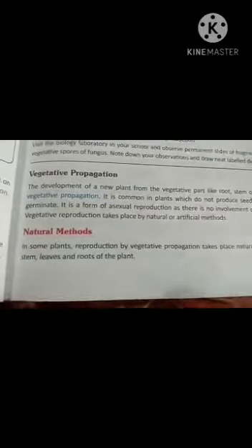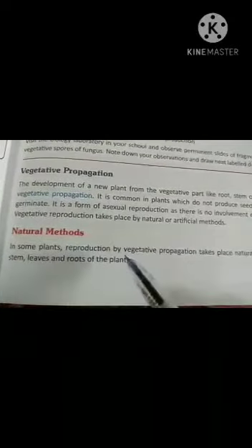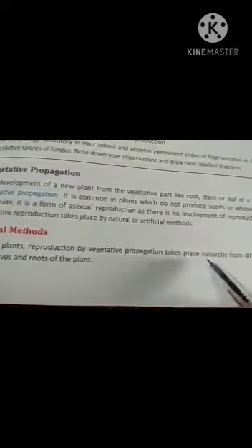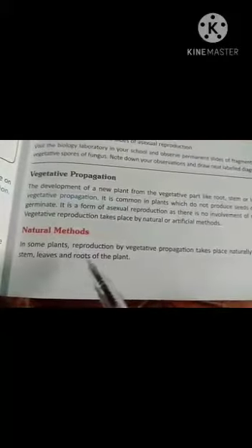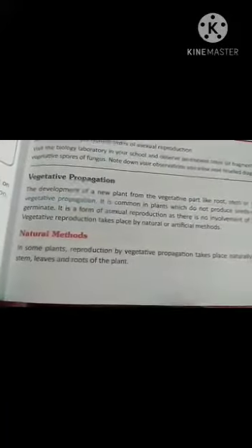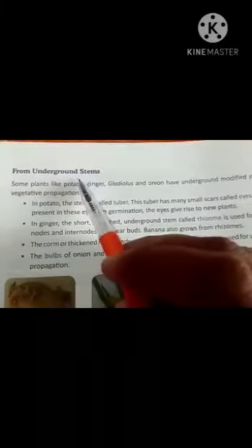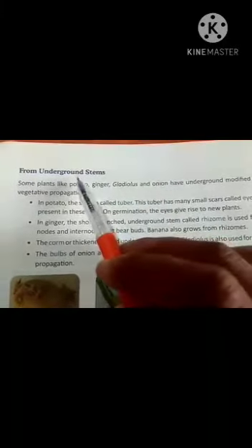Now some other natural methods, let us see. In some plants, reproduction by vegetative propagation takes place naturally from different parts like stem, leaves and roots of the plant. So let us see some examples of asexual mode of reproduction in plants.